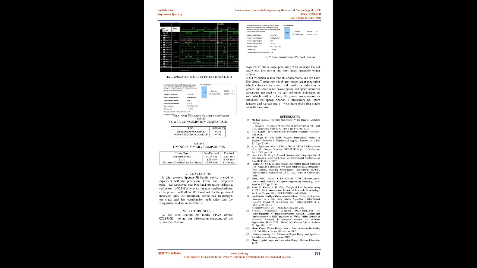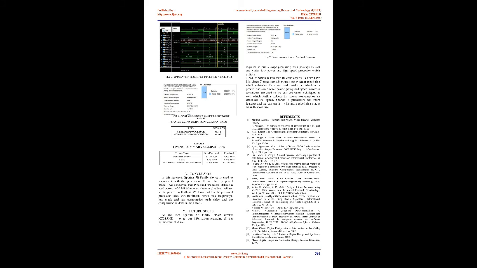V. Conclusion. In this research, a Spartan 3E family device is used to implement both the processors. From the proposed model, we concluded that the pipelined processor utilizes a total power of 0.241 W, whereas the non-pipelined utilizes a total power of 0.702 W. We found that the pipelined processor takes less minimum period, less slack and less combinational path delay, and the comparison is done in Table 2.